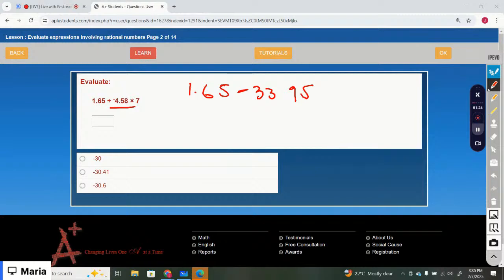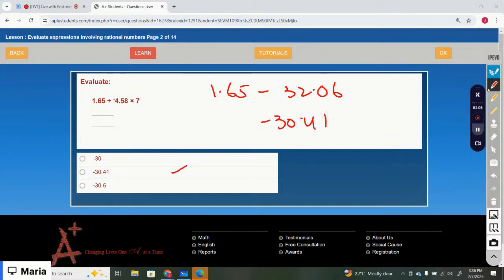33.95. So subtract, the 1.65 is the smaller number. You are subtracting a smaller number from the greater one, so the answer is negative. Hold on, 7 times 4.58, that is 32.06. Sorry, 1.65 minus 32.06. So now you have to subtract 1.65 minus 32.06. So that is negative 30.41.